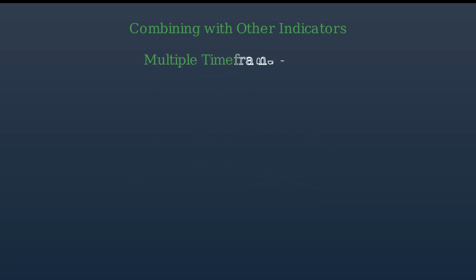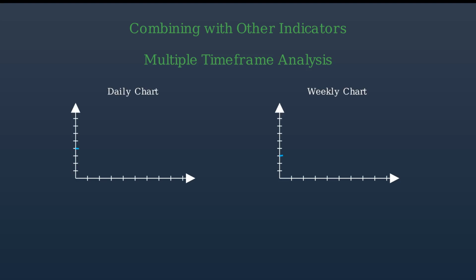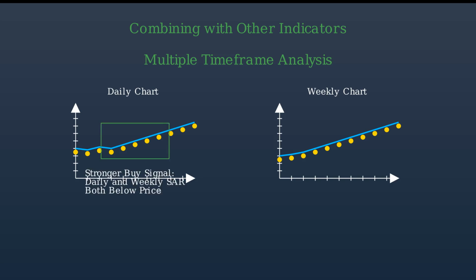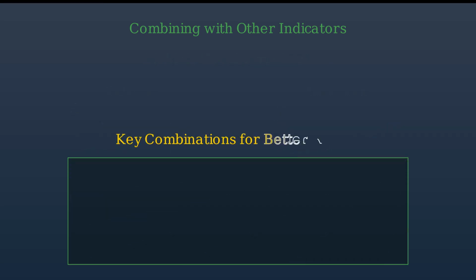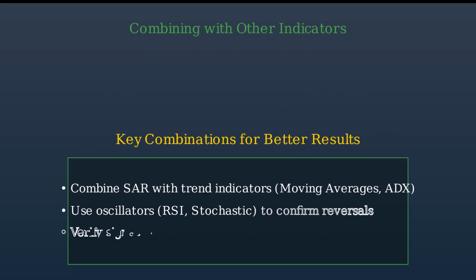Using multiple timeframes can also enhance the effectiveness of parabolic SAR. For example, confirming a daily SAR signal with the weekly trend direction. When both daily and weekly SAR signals align, it creates a much stronger trading signal with higher probability of success. To summarize, the most effective way to use parabolic SAR is to combine it with trend indicators, oscillators, and multiple timeframe analysis to filter out false signals and improve trading results.